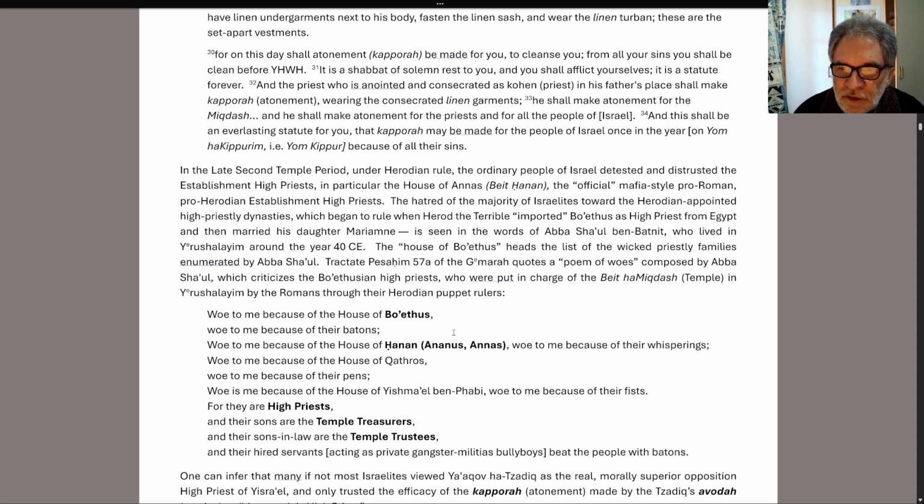This is seen in the words of Abba Shaul ben Batnid, who lived in Jerusalem around the year 40. The house of Boethus heads the list of the wicked priestly families that are mentioned by Abba Shaul. Tractate Pesachim 57a of the Gemara in the Talmud Bavli quotes a poem of woes composed by Abba Shaul, which criticizes Boethusian high priests who were put in charge of the Beit HaMikdash in Jerusalem by the Romans through their Herodian puppet rulers.